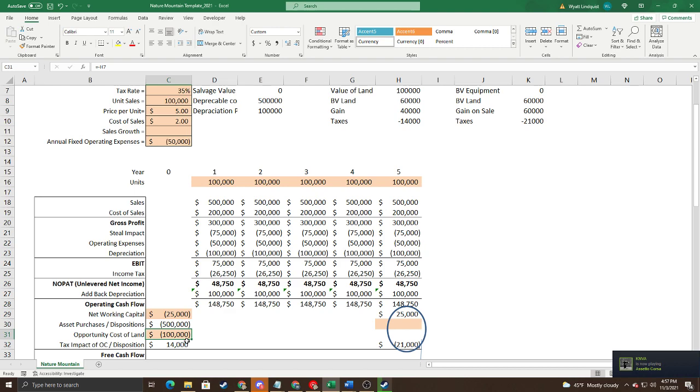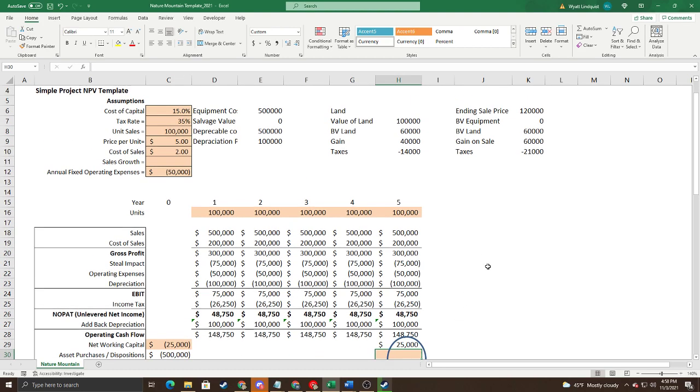But that $100,000 cash flow would not be fully ours because we'd have to owe $14,000 in taxes on that $100,000 that we made. So because of that, we just reverse it by $14,000 for the taxes that we would have to owe. And so that's why it's negative in this case, because we're giving up the ability to get that $100,000.